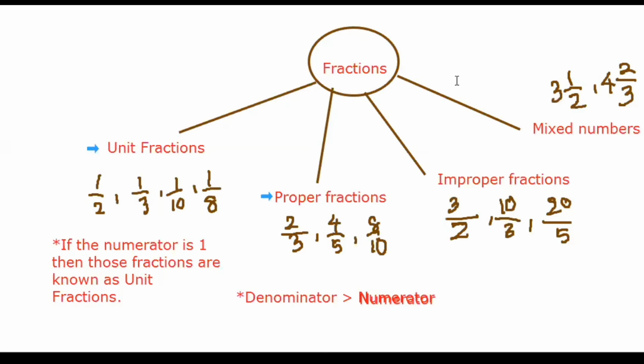So remember, if the numerator is 1, those fractions are known as unit fractions. If the denominator at the bottom is bigger than the numerator, we can say it is a proper fraction. Right. So those are the main four fraction types: unit fractions, proper fractions, improper fractions, and mixed numbers.